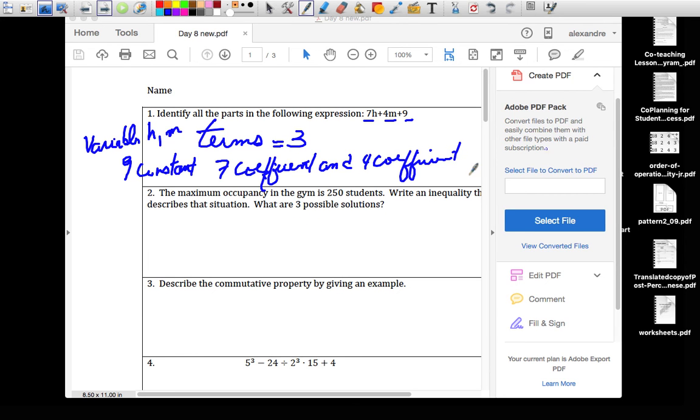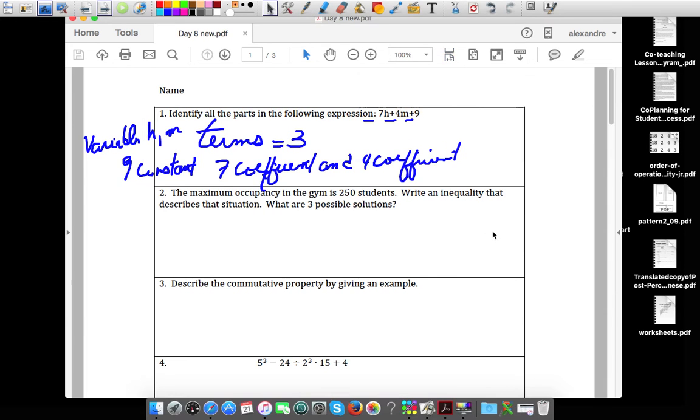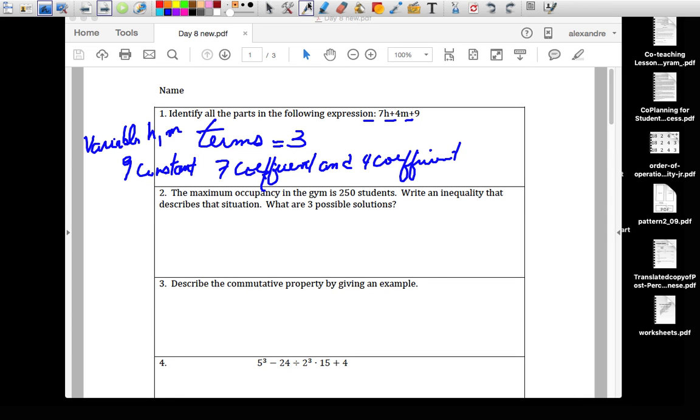How do I make this a little bigger? Okay, here we go. Good. The maximum occupancy in the gym is 250 students. You've got to understand what that means. In this case, maximum means that the most the gym can host or have inside is 250 students. Write an inequality that describes the situation.